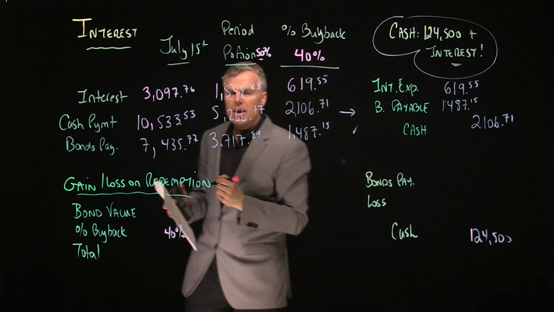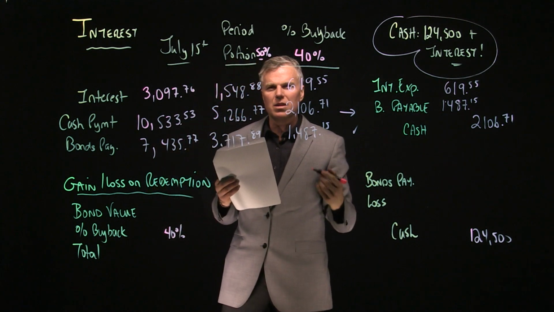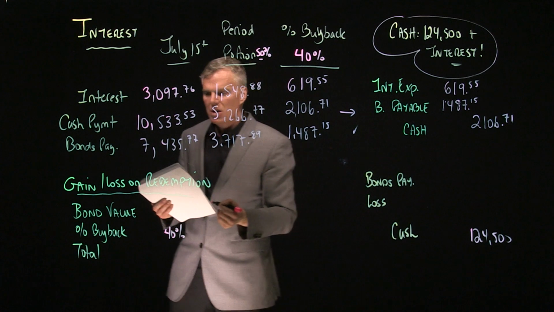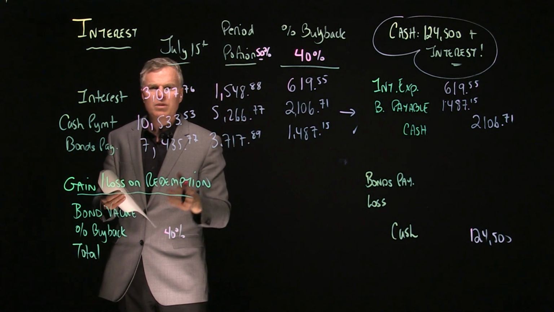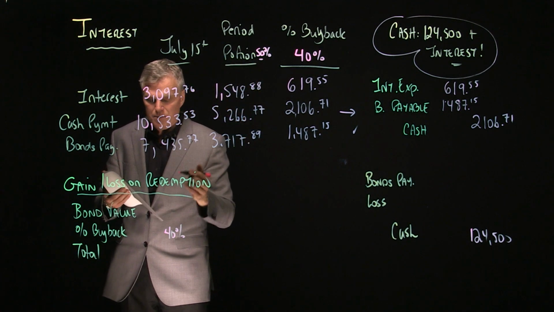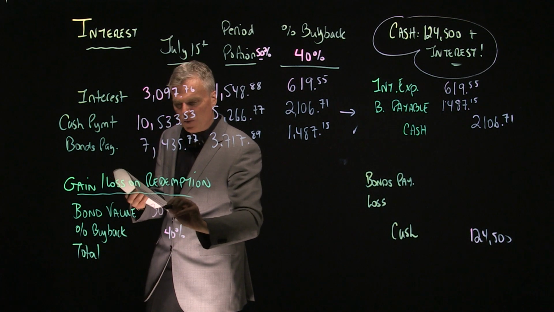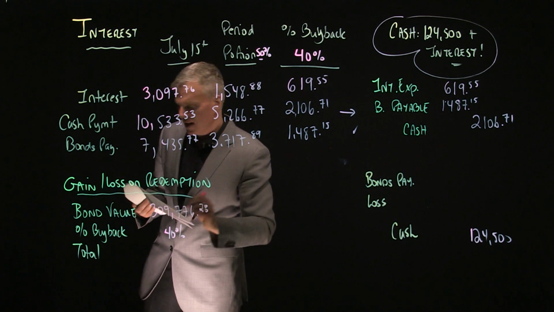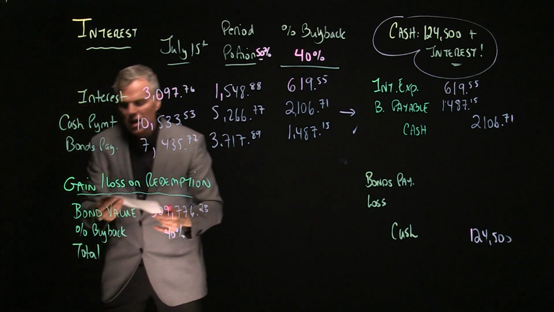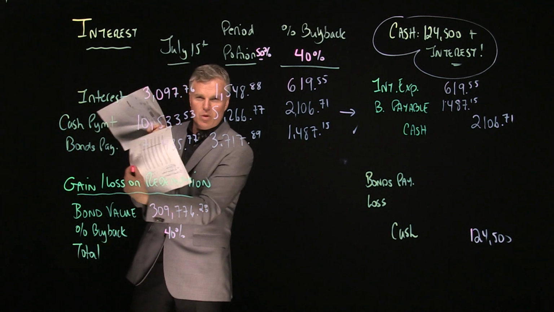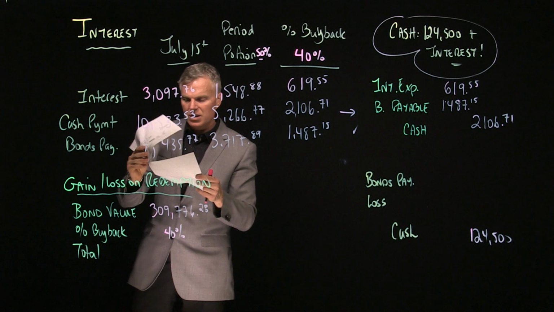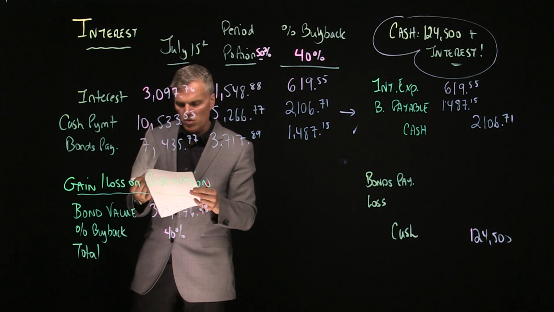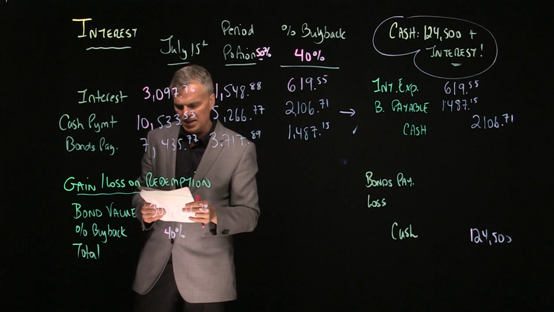Fantastic. Now, when we buy back bonds, a lot of times we deal with gains and losses. So we have to calculate that amount. So what was the bond value that we basically purchased back? We have $309,776.28. Now, where do I get that information again? From my schedule, right there. I find July, year 2. It's the value right at the beginning, the opening balance.